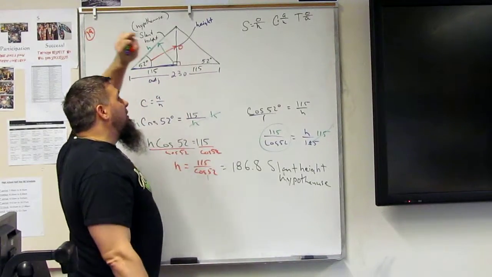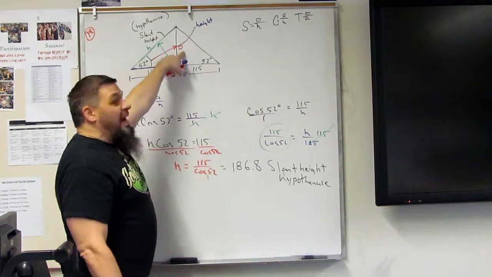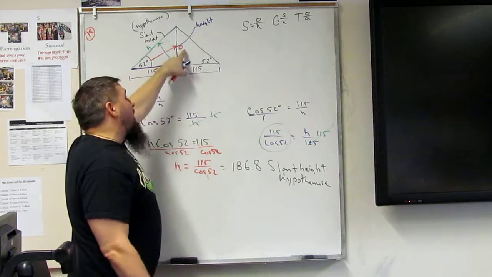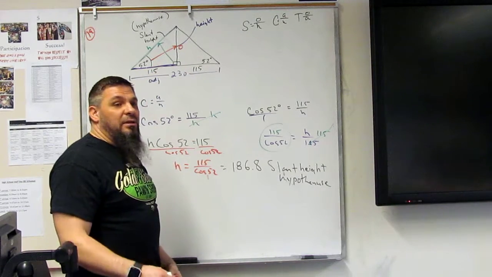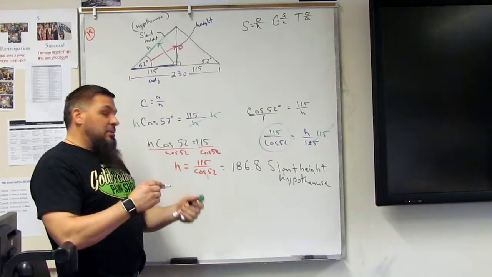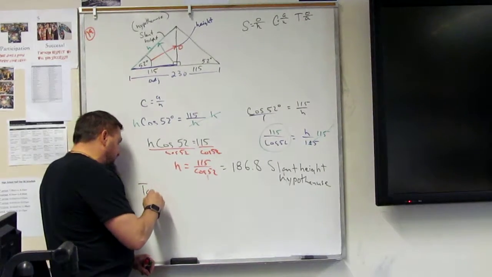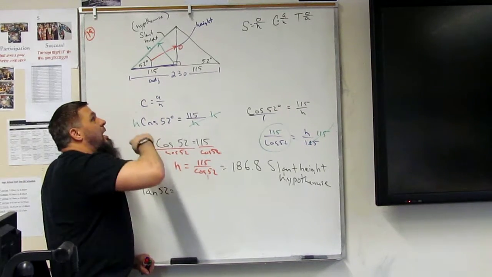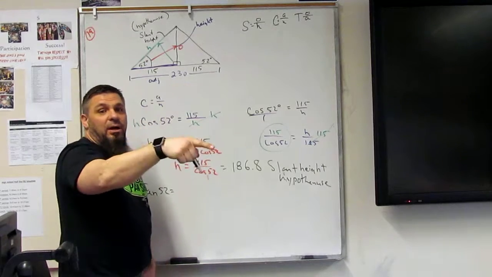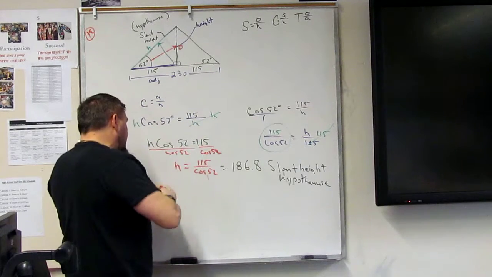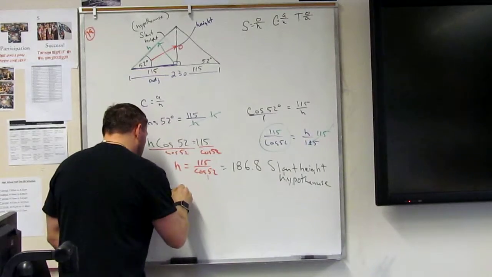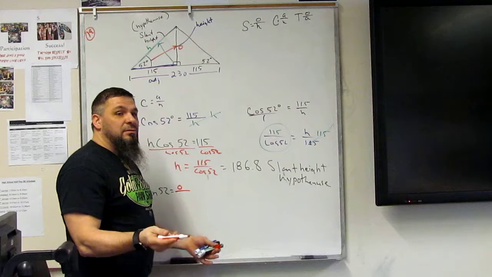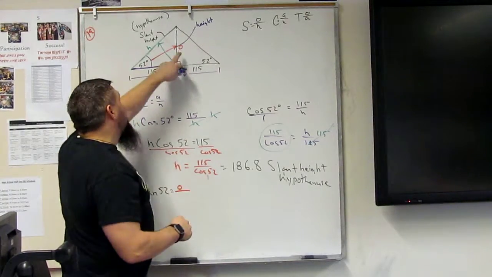To find the height, right, is really the opposite side. So I need tangent. I need to use tangent. So tangent of 52 degrees is equal to opposite over adjacent, right? TOA. Opposite, in this case, is O. We don't know what it is. O over adjacent, which is... Or are you doing it another way? No, I'm finding this one.